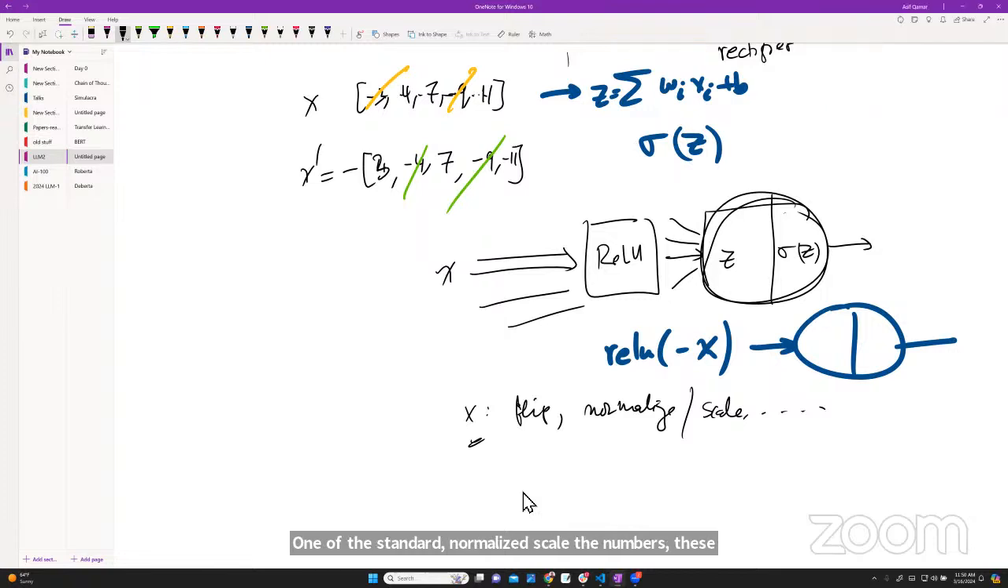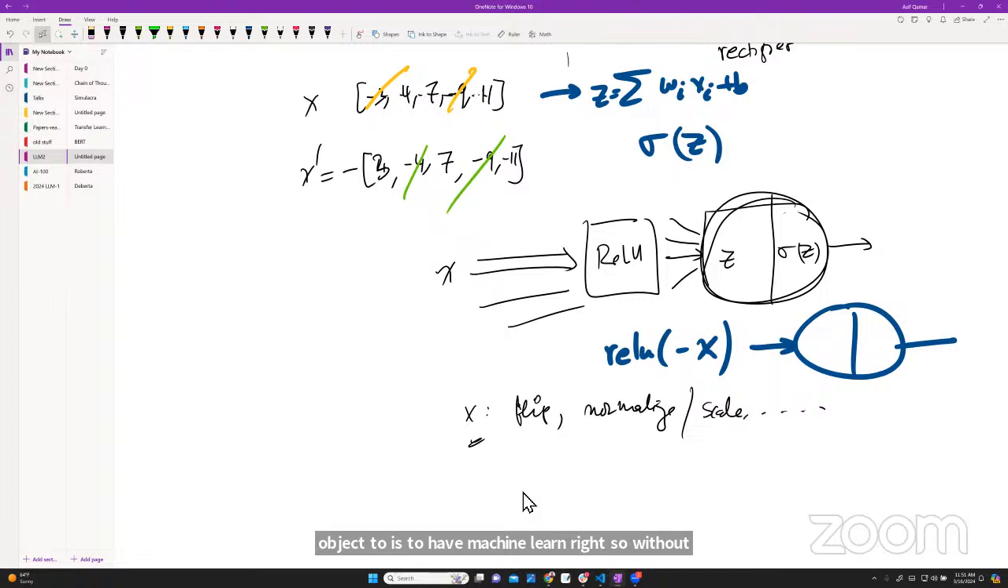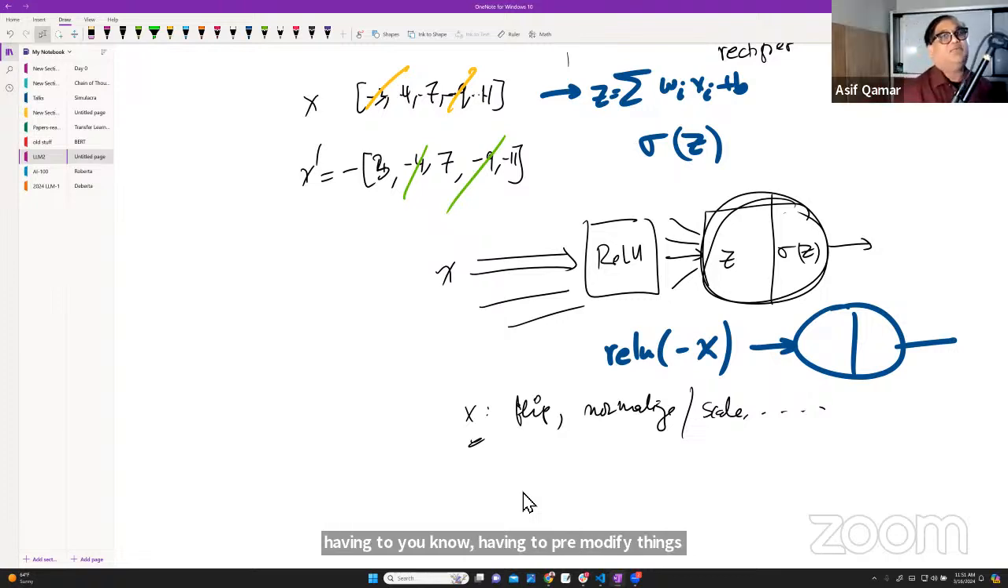Yeah, Asif, I have the same question as Jay. Our objective is to have the machine learn, right? So without having to pre-modify things. You're not pre-modifying. One conscious decision you always make looking at the data is what is the topology of my network? And then you let the network learn. You're just thinking through the topology of your network.